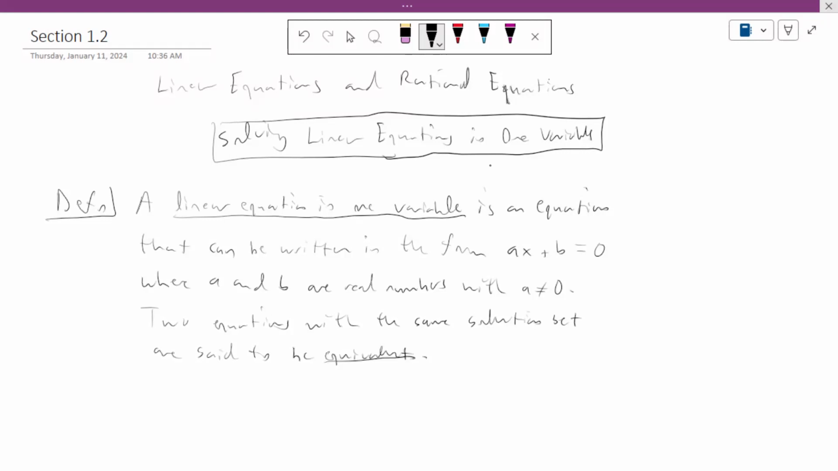So why do we care about that? Because we're going to be doing arithmetic to equations to make them simpler. And as long as you do the same thing to the left-hand side of the equation as you do to the right-hand side, you get an equivalent equation. It's going to have the exact same solution set. So you're able to simplify this equation into something that's equivalent and easier to solve, basically.